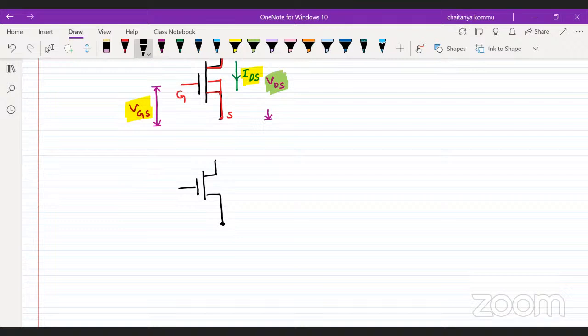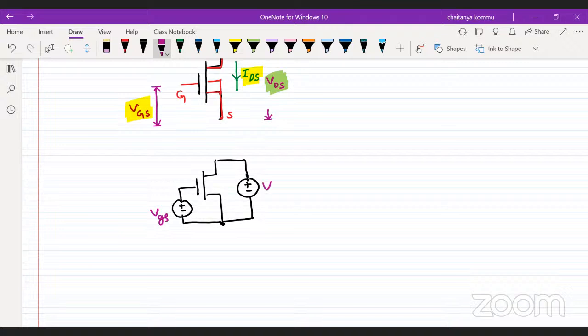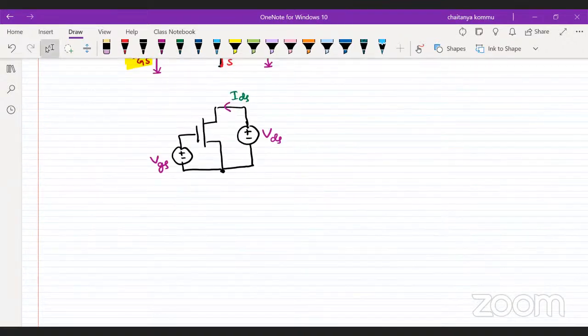Here I need to apply the VDS value, and here I want to apply VGS. I'm interested in writing small letters only, not uppercase letters. My interest is what current is flowing through this one, that I want to see. So this is what we need to understand about the MOS transistor analysis.